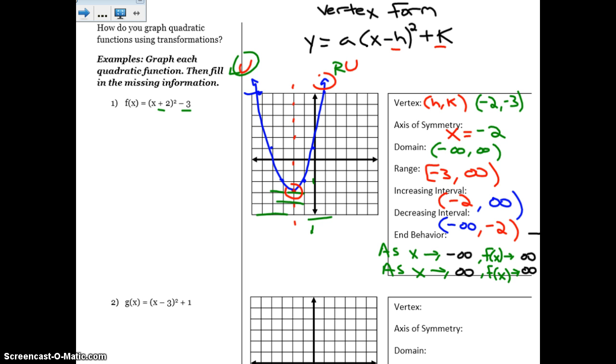We're going to graph the rest of these on our own, and we'll come around and help you out with them. But keep up the good work, and raise your hand if you have any questions, okay? Good job.